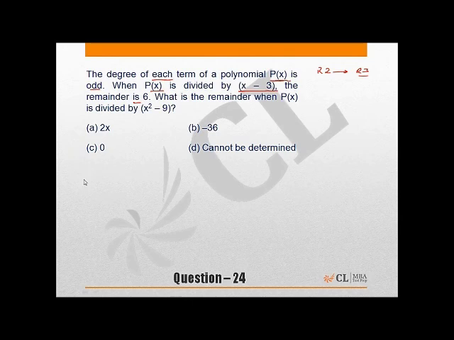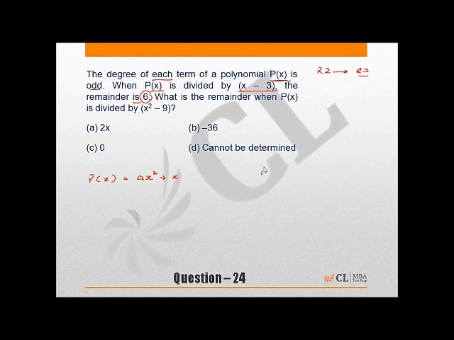Now the question says each term of polynomial P(x) is odd. So let me assume a polynomial P(x) whose each term is odd, say ax cube plus x. Each term of this polynomial has an odd power, so the degree is odd. When P(x) is divided by x minus 3, the remainder is 6.